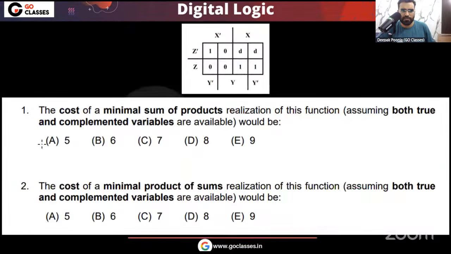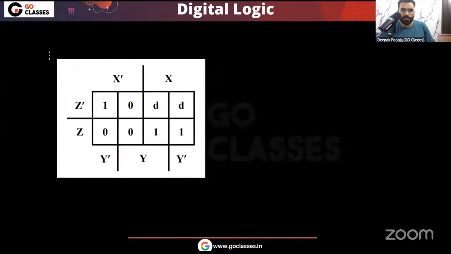Let's see part 1. It is asking the cost of minimal SOP realization. So first we will find the minimal SOP expression from this K-map, and then we will see how many logic gates are required and what is the total number of gate inputs. Then for part B, we will find the minimal POS expression, and then see how many logic gates will be required and what is the total number of gate inputs. Very simple. First we are looking at part 1, so for that we will find the minimal SOP.